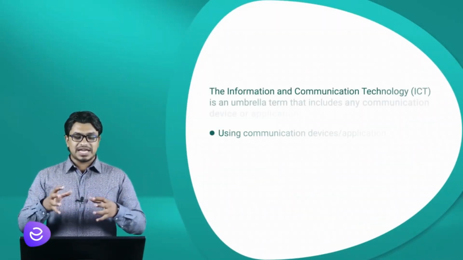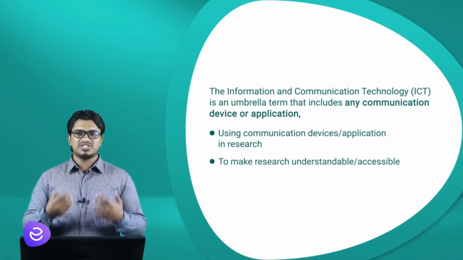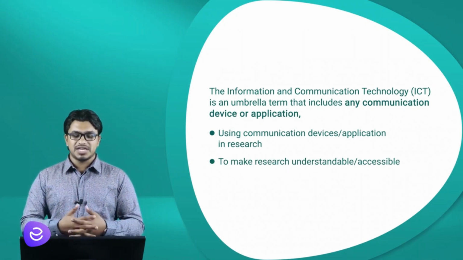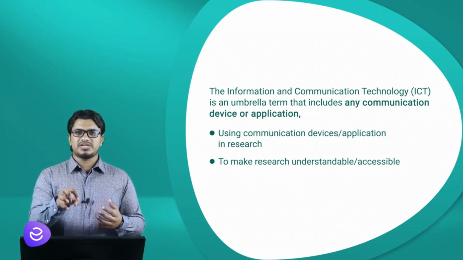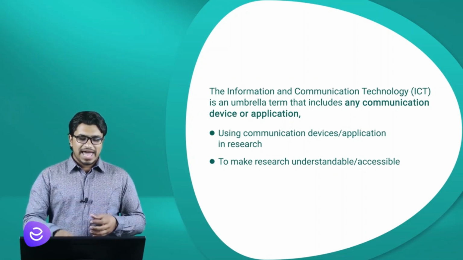So anything we can use in research to make the research better, to make the research easy, to make the research understandable, and to make the research easily accessible to all. So ICT is like an umbrella term that includes any communication device, any application, any software, even the internet, so that we can use it to make our research easily understandable and easily accessible.